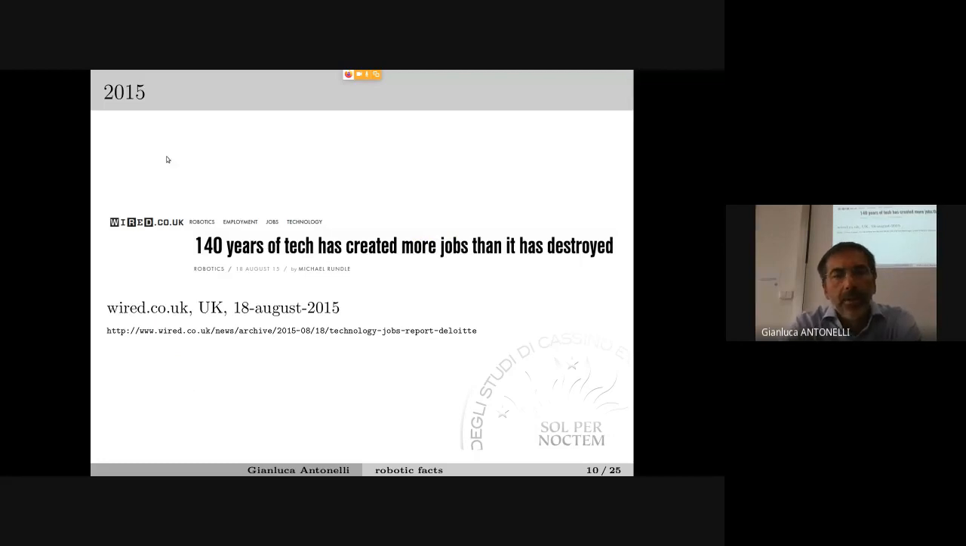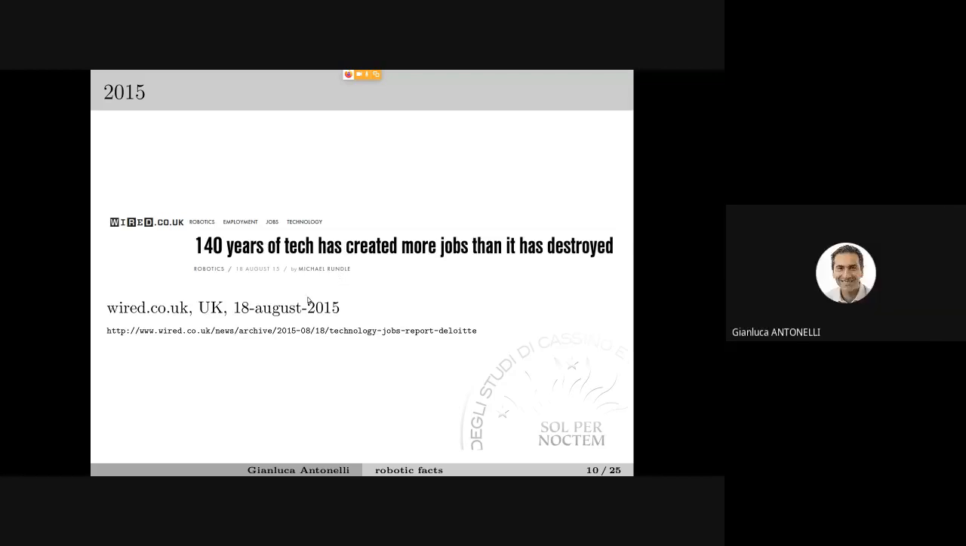2015, an article from Wired, the UK one, but we also have the Italian version, with some studies about the fact that technology created more jobs than it has destroyed. And this is something we should think about as engineers. Is robotics stealing the jobs or not? But robotics is just one technological application. So is technology stealing the jobs or not? Personally, I think that it is changing the jobs. Statistics say that we are employing persons with a degree rather than labor force without any educational title. So the jobs are moving, they're not still.